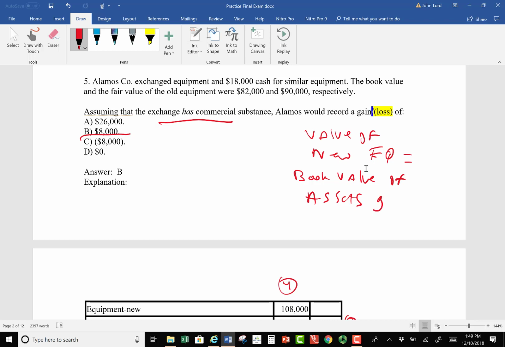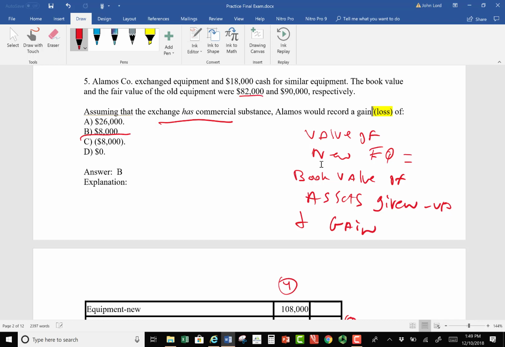Surrendered sounds like somebody came and stuck you up for them. Given up, right? Plus the gain, right? Okay. Now, if you look at this problem, the book value of the assets given up was what?